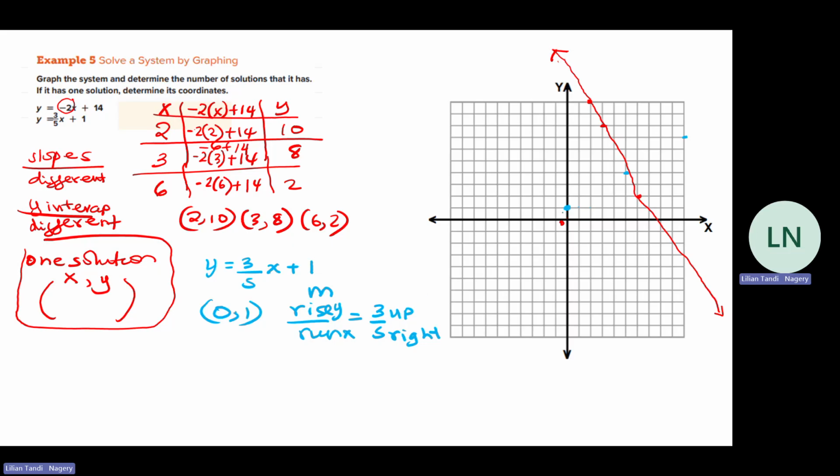Now, if I want to go down, I will do 5 left, 3 down. I'll do the opposite. So I can do 3 up, 5 right, or I can do 3 down. The opposite of up is down, opposite of right is left. Okay, so 1, 2, 3, 4, 5, 1, 2, 3, like that. 1, 2, 3, 4, 5, and then 3 down. 1, 2, 3. And then with my marker, I just connect my points.